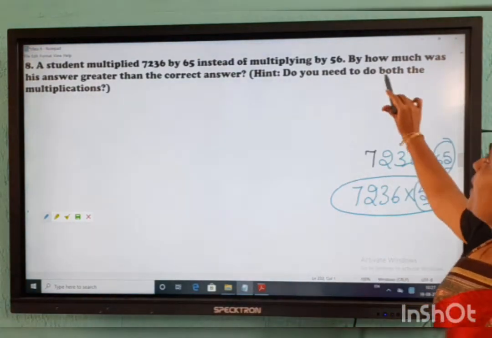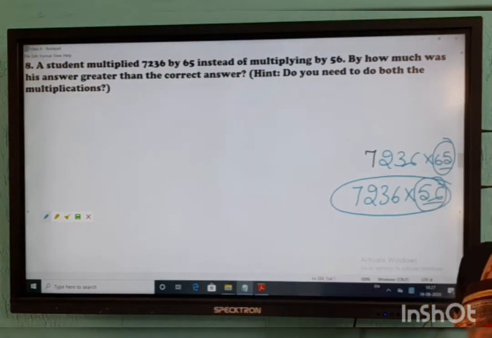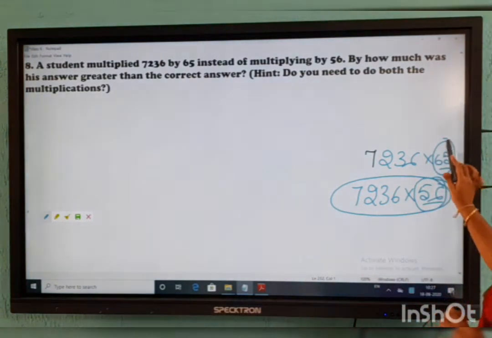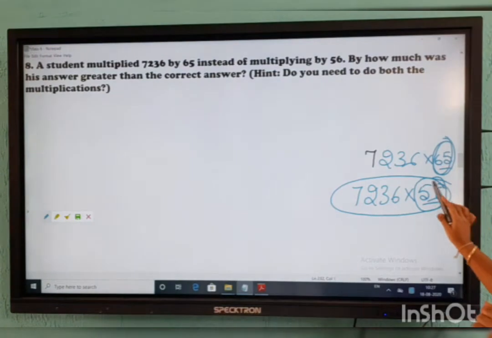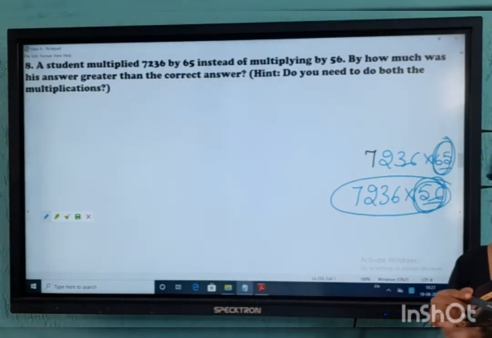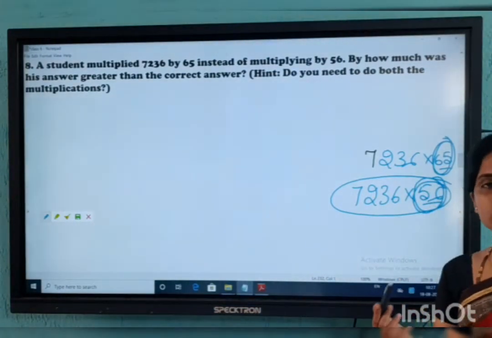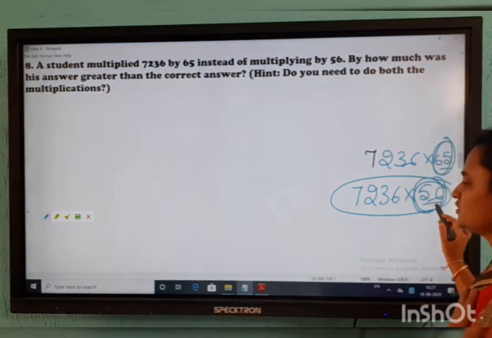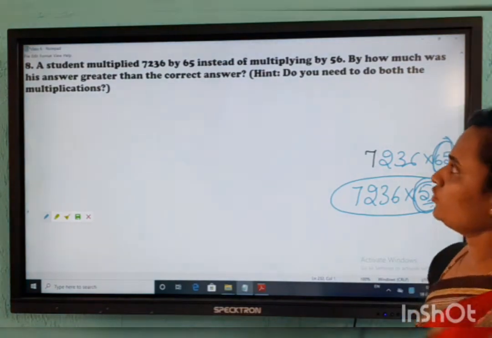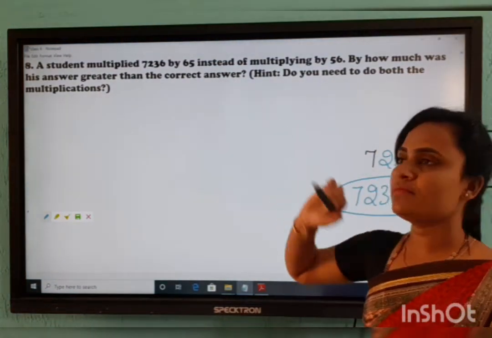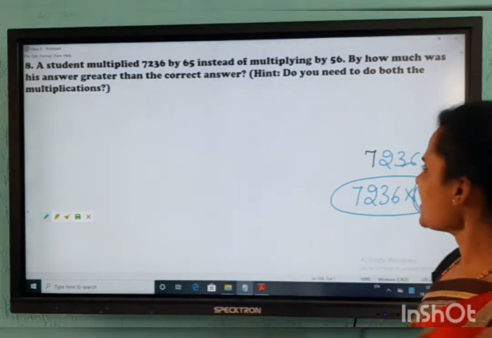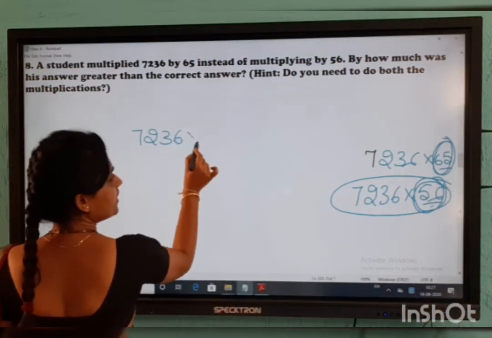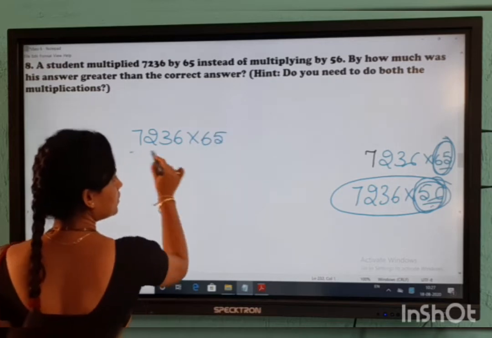Now, by how much was his answer greater than the correct answer? Now they are asking you, she has done like this, but she has to multiply this. Now what is the total answer greater? That is, how much greater answer she has got instead of getting with this. And they have also given you, do you need to do both the multiplications? They are asking you to find out, see 7236. She has done for this.